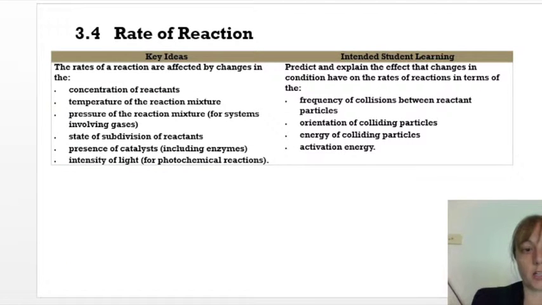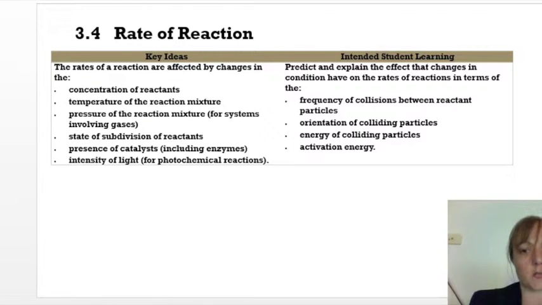Okay, and finally, in terms of the rate of reaction, we also want to have a look at these changes being affected by concentration, temperature, pressure, state of subdivision of reactants, and really what we're talking about there is surface area, presence of a catalyst, and this includes enzymes, and intensity of light. So what we're really interested in is what's the likelihood of the collisions being productive.